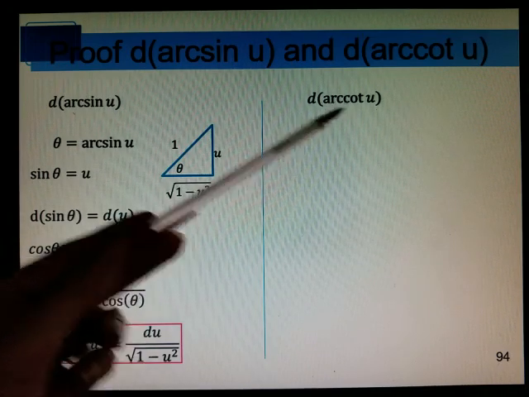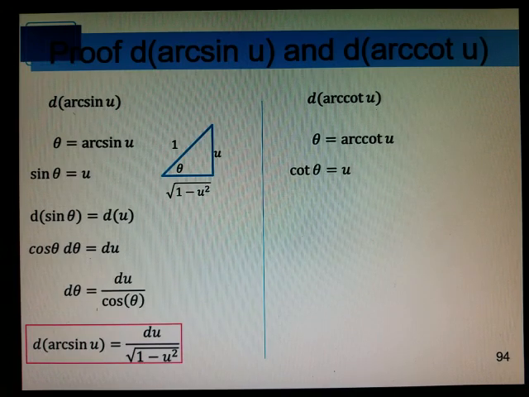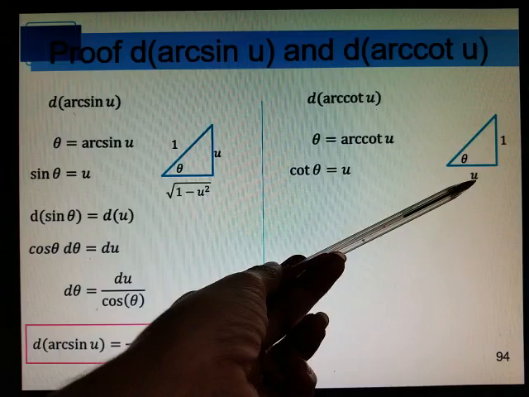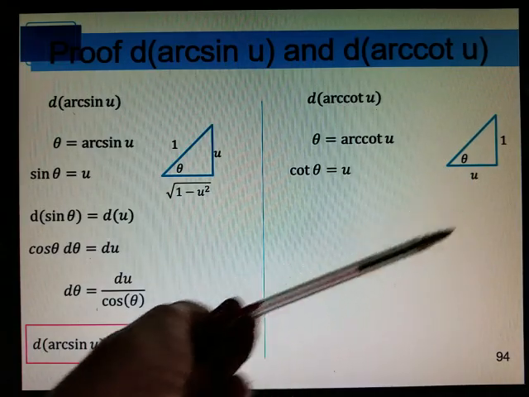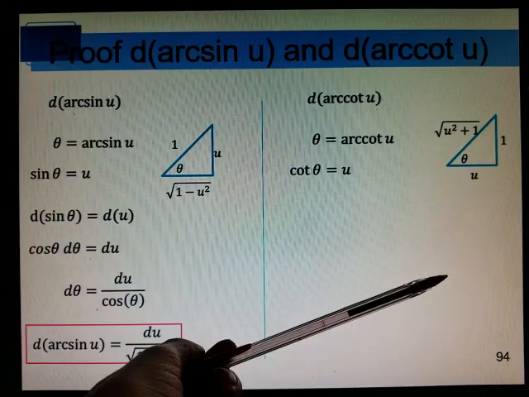All right, so I want the derivative of the arc cotangent of u. Again, we're going to start with theta equals the arc cotangent of u. That means the cotangent of theta equals u over 1. That means the tangent of theta would have been 1 over u. So in terms of the picture, square root of u squared plus 1 squared, Pythagorean theorem.